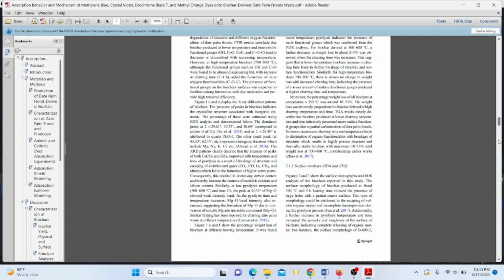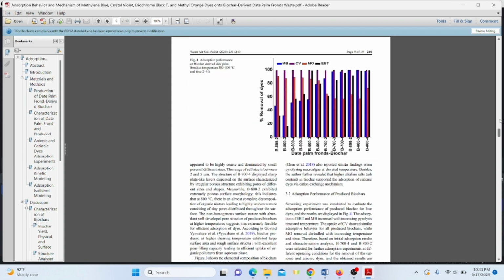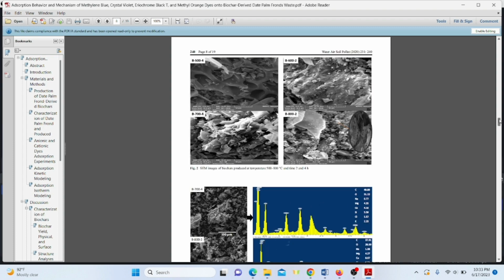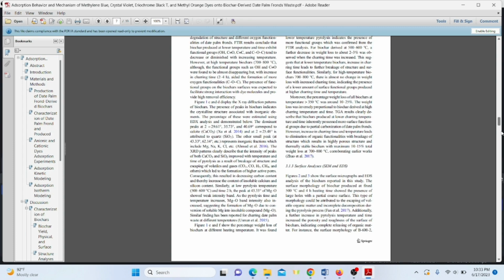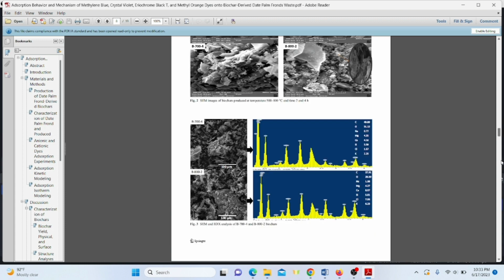We already saw the BET and the ash content. Let's stop here, and in our next consecutive videos, we'll also look at how we perform the moisture content or the ash content analysis in the laboratory. For the same analysis, you can see the major element is carbon, then oxygen, then sodium, then magnesium, and silicon is also present. So this is the SEM-EDX or elemental mapping of the biochar.